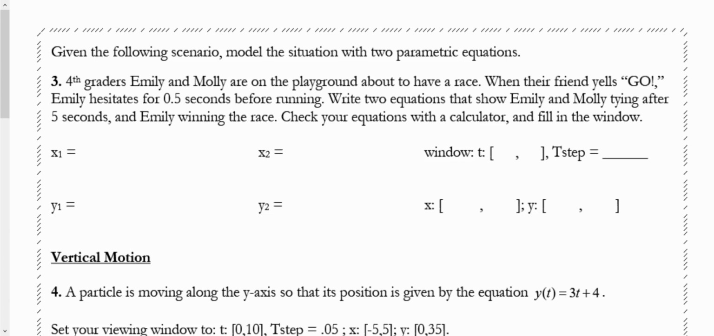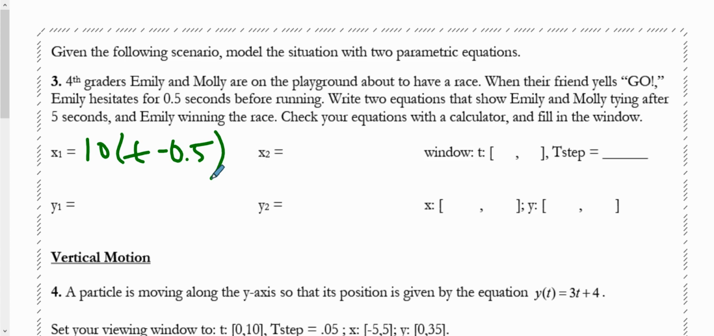Check your equations with a calculator and fill in the window. Okay, now, this is a little arbitrary. We need to, first of all, set how fast Emily is going, and that really can be any number. It doesn't really make any difference. We could say she's running 5 feet per second, 10 feet per second, 20 feet per second. I'm going to go ahead and do 10 feet per second. So for her, we're going to have 10. But then remember, she was hesitating. So we're going to write t minus 0.5.